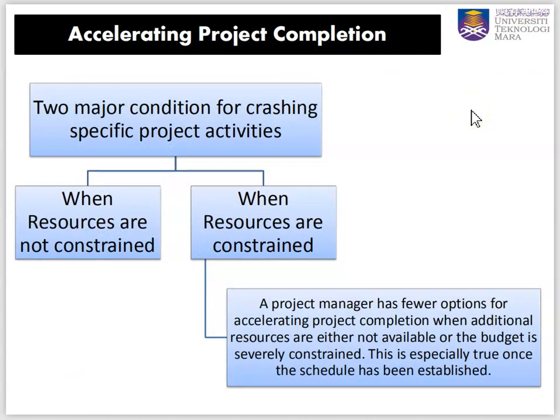So, accelerating project completion. There are two major conditions for crashing specific project activities. Crashing means reducing the time to finish the project. When resources are not constrained, we are very happy to finish our project earlier than the time given. But when resources are constrained, we have a few options in order to accelerate our project completion. These are the things that we need to look into.